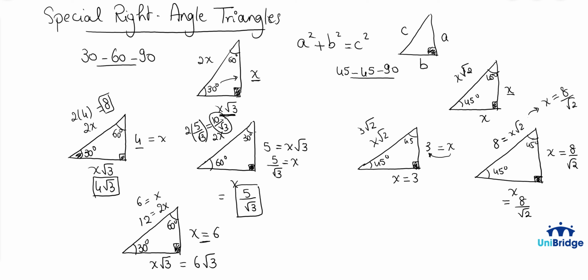So we said that we use the special right angle triangle when you have a right angle triangle. This is the first thing you need to have. And also when you have one side and want the other two. The triangles must be either 30, 60, 90 or 45, 45, 90 for you to be able to use this ratio.